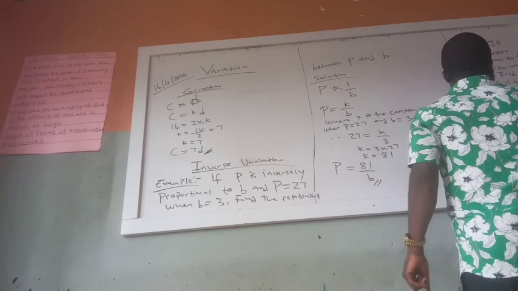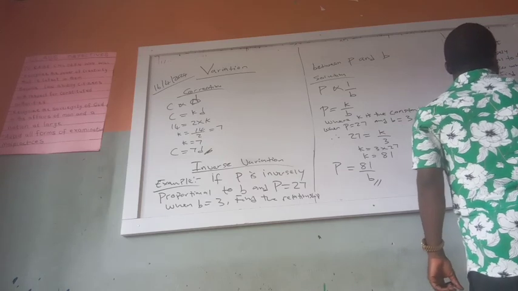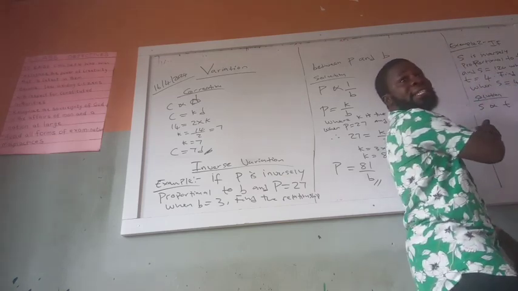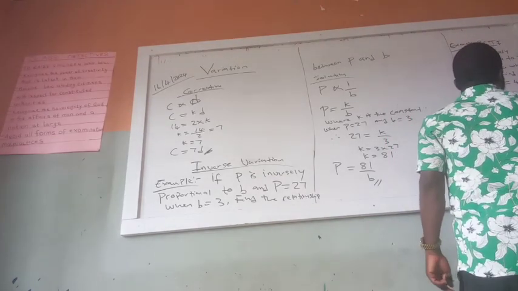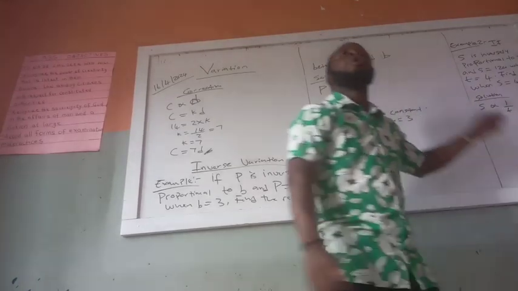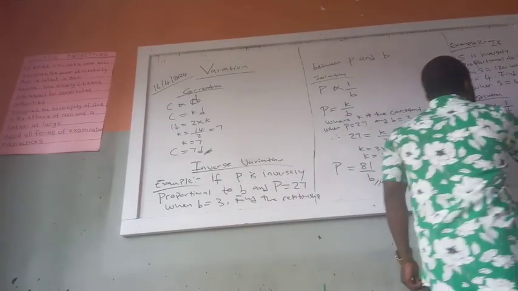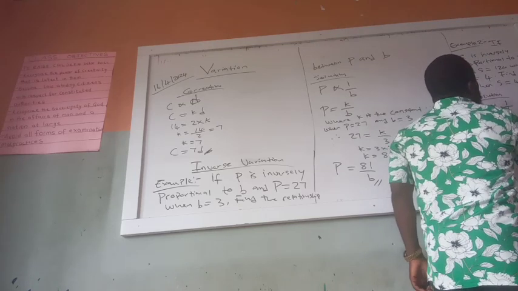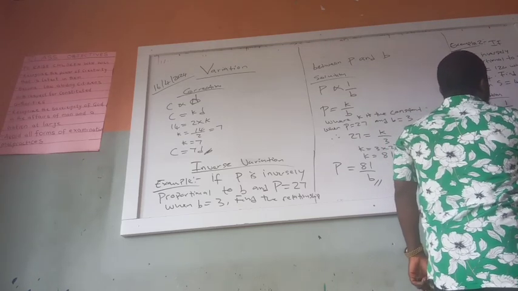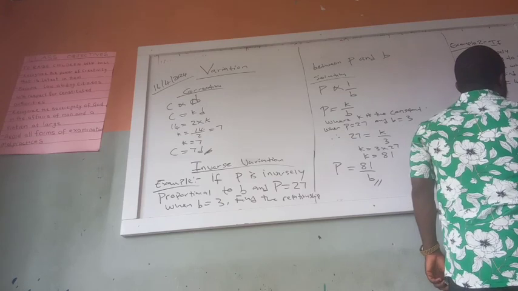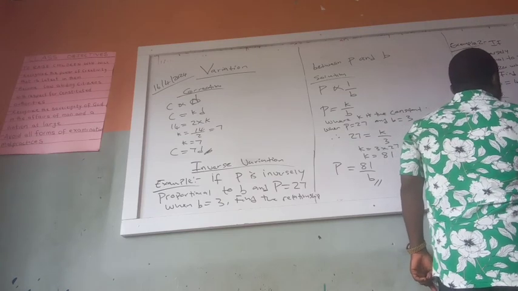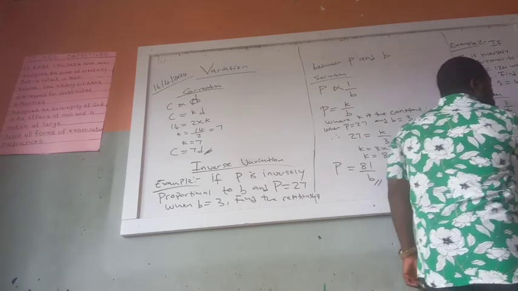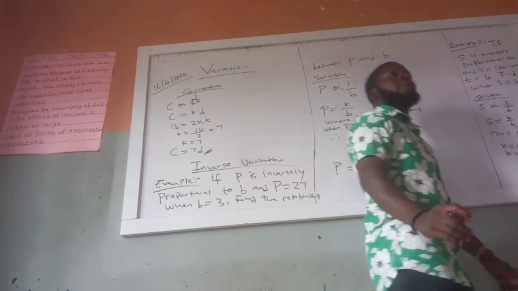The first one is S is inversely proportional to T. That's for direct. So this is 1 over T. Please don't make that mistake. Which will give you S equals K over T. And that's 120 equals K over 4. K equals 4 times 120, and K equals 480, if you know your multiplication table.